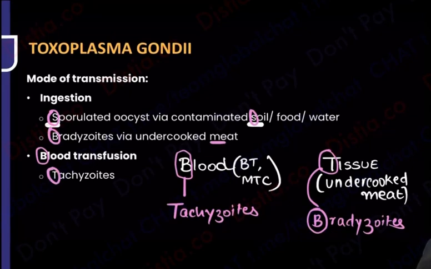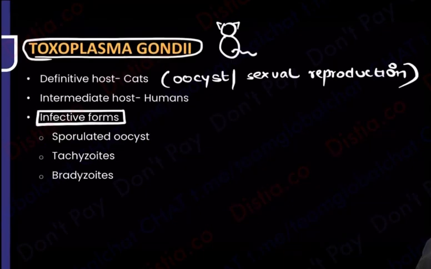One more thing: out of bradyzoites and tachyzoites, which are the ones which are actively multiplying and which are the ones which are slow multiplying? So think of your bradycardia and tachycardia. Convert it into that. Tachycardia means heart rate going up, bradycardia means heart rate going down. So tachy means fast. This means this is actively multiplying. This is the form which is going to show you active multiplication.